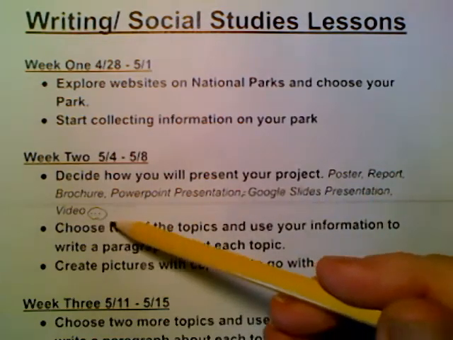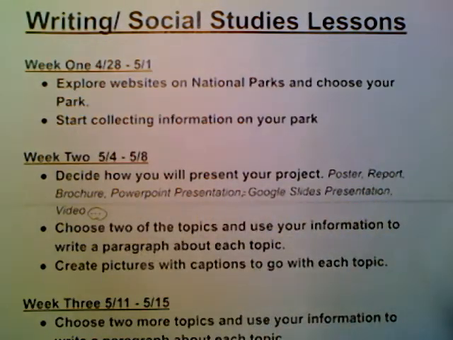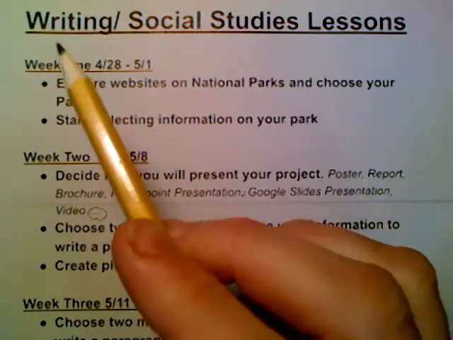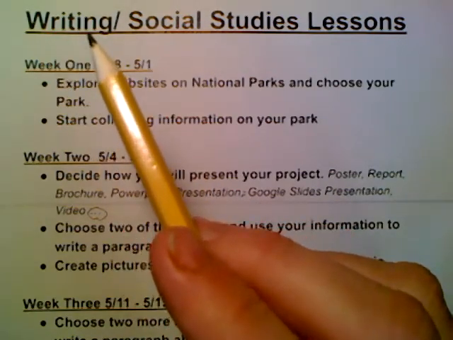Now, the ellipsis means maybe you have something else in mind, whatever that might be. Now, if you want to do something art, like an art project about it or something, that might be a choice, but it does need to include writing. I would still need to have some writing with it, okay?